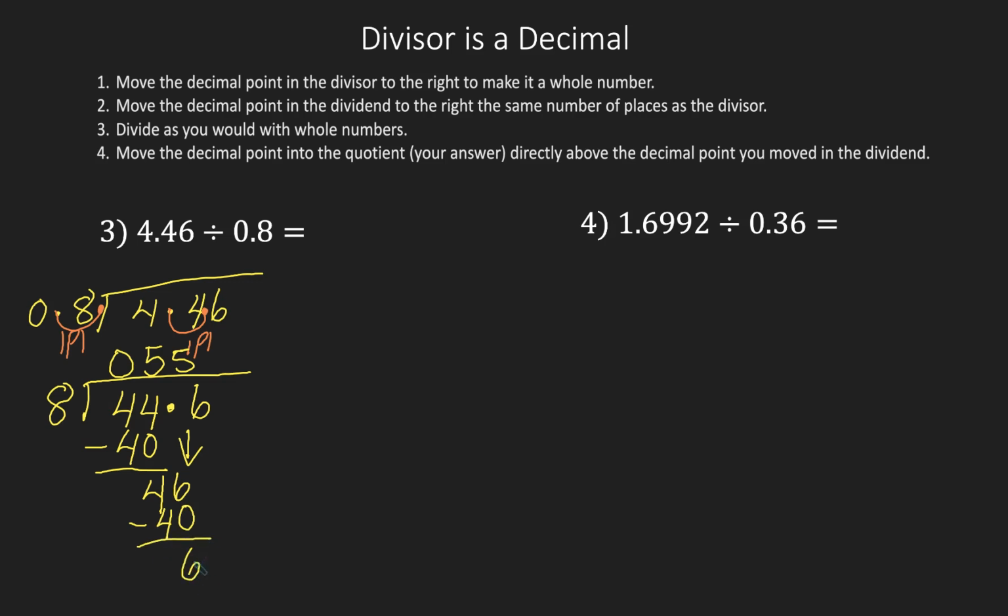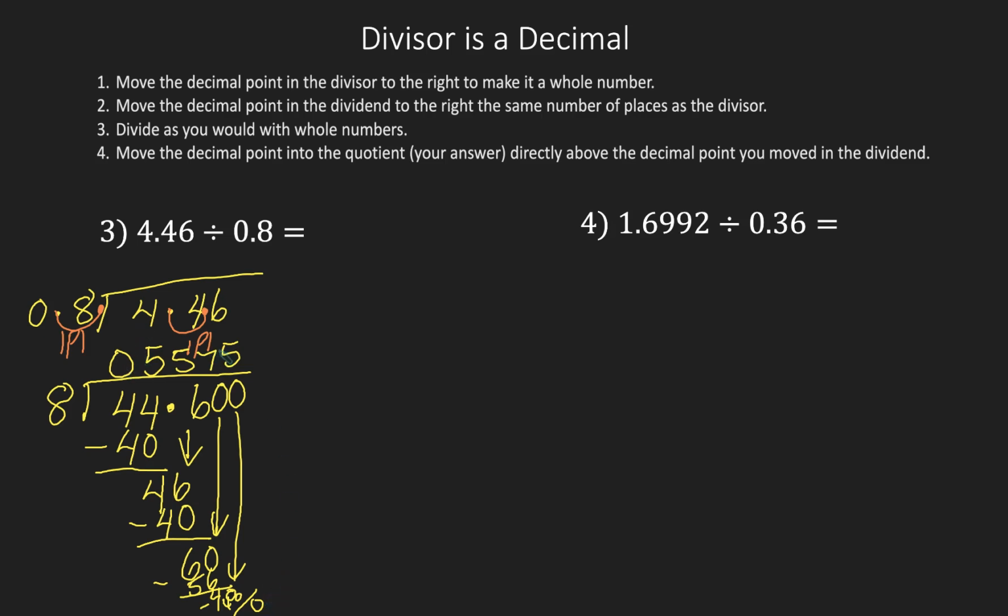But remember, we can't have any remainders. So I'm going to add a 0. I'm going to bring it down, and I'm going to divide. 8 goes into 60. That would be 7 times. 7 times 8 is 56. When I subtract, I get 4. No remainder, so I'm going to have to add a 0 and bring it down. Then 8 goes into 40 5 times. 5 times 8 is 40. And when I subtract, yes, I'm running out of space, I get 0.